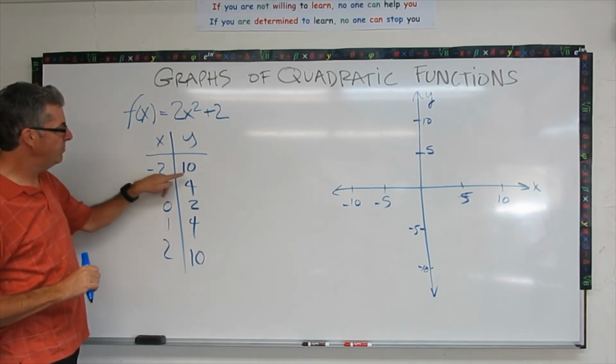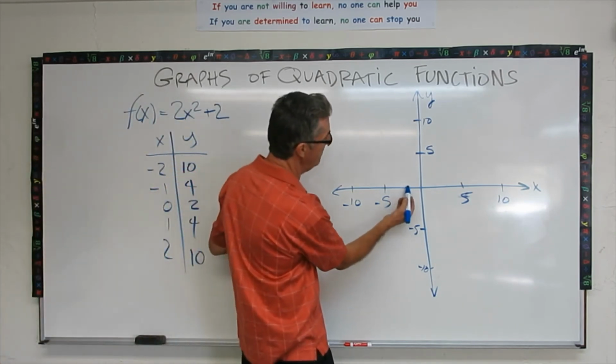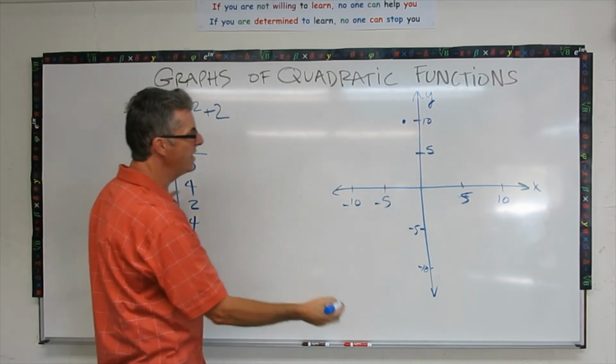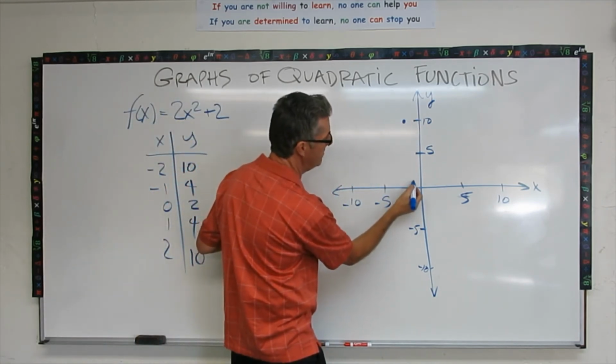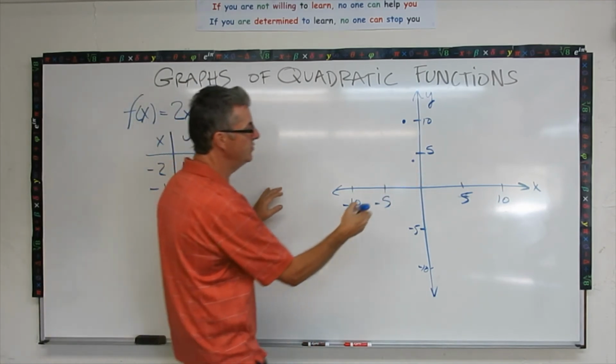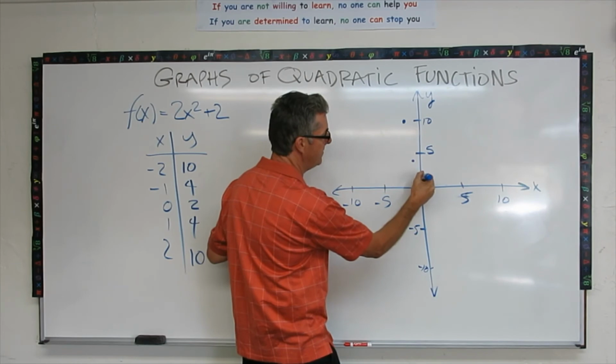So minus 2, positive 10. Minus 2 is probably about there. 10 would put me right about there. Minus 1 is 4. So minus 1 probably about there. 4. What's my 0? It's 2. So 0, 2 is probably right there.